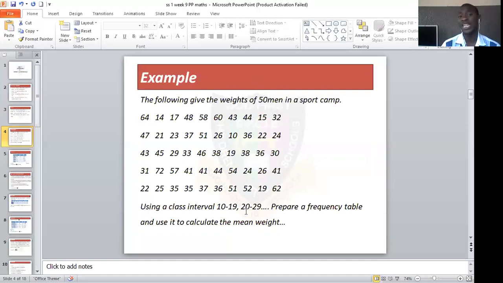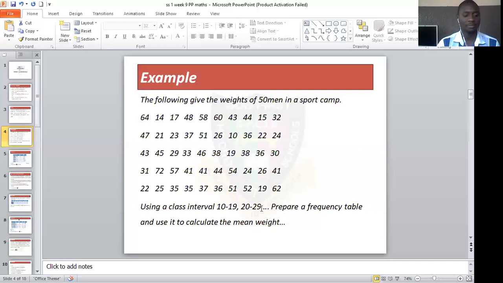That's why I say it is always the advantage of grouped data over ungrouped data. It makes it easier, because taking this data one after the other might be stressful. It's not might, it will be stressful. So you just group the data, and they give us an interval range, 10 to 19, 20 to 29. And obviously, you know that the width of this class interval is 10.